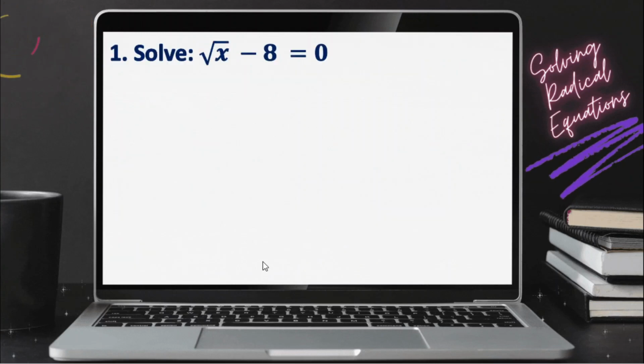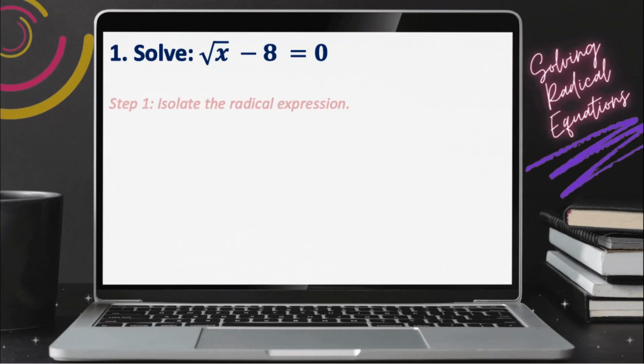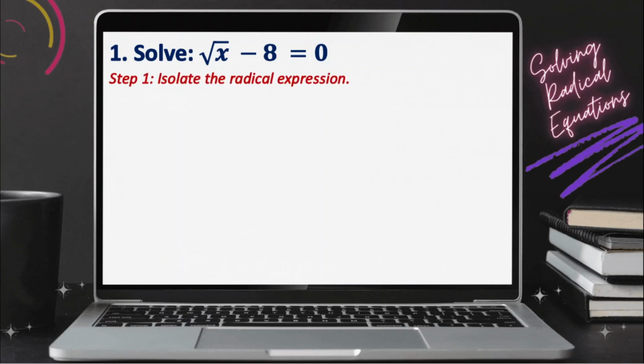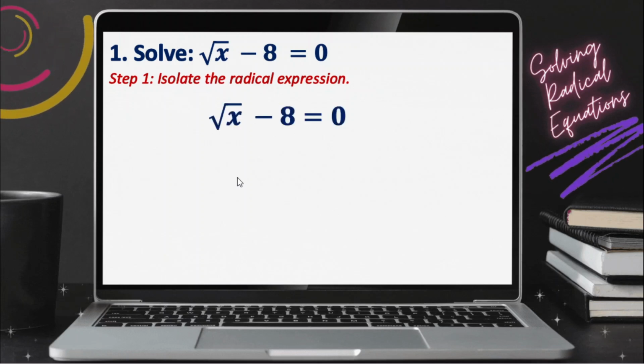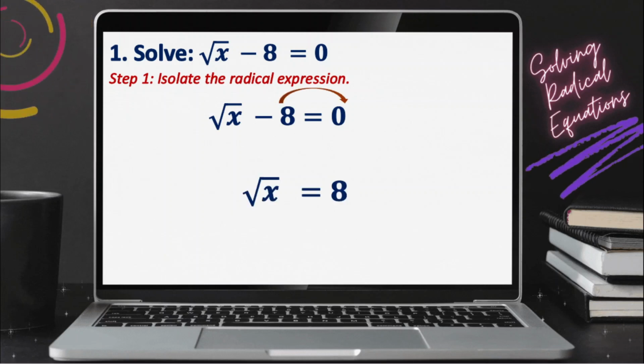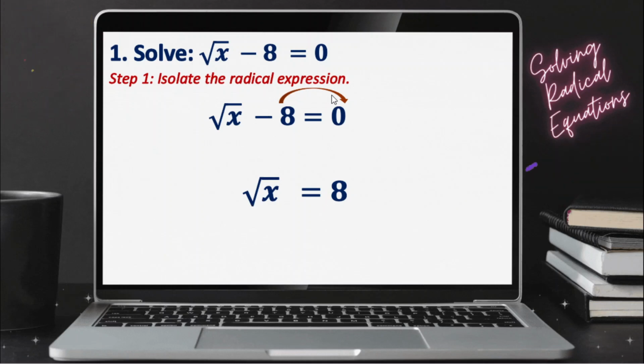So, example number 1. Solve square root of x minus 8 is equal to 0. So, step number 1, isolate the radical expression. So, ang radical expression natin dito ay yung square root of x. So, kailangan natin siyang ma-isolate. Mahiwalay natin dito si negative 8. Paano yon? We have to transpose negative 8. So, magkakaroon tayo ng square root of x is equal to 8. So, tinranspose natin si negative 8, naging positive.